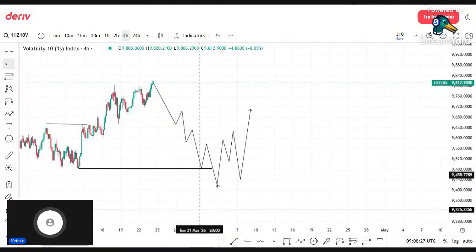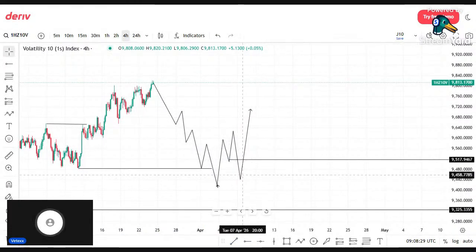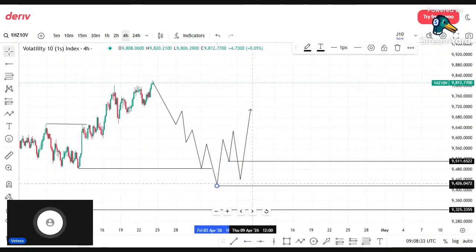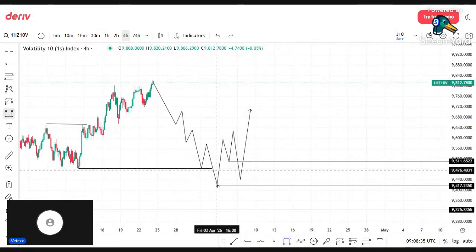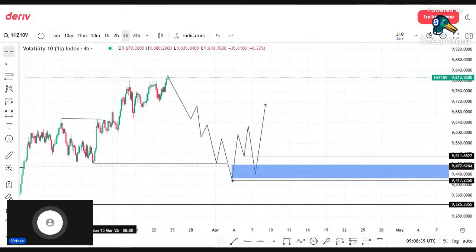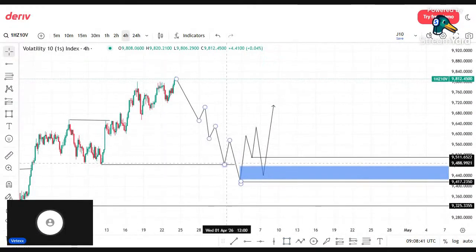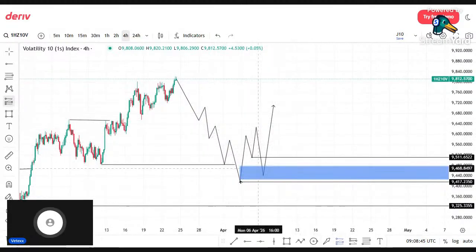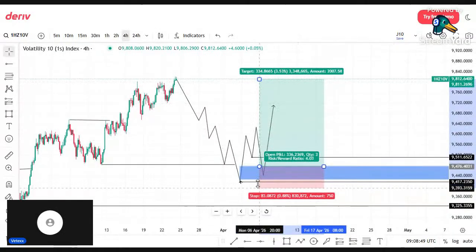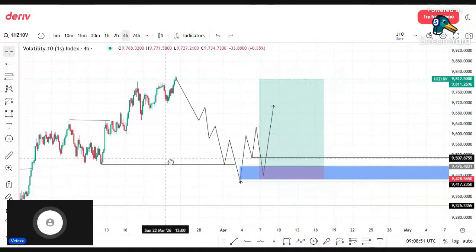This becomes your sweep of liquidity, structural liquidity, and then we have our protected low, and this becomes our point of interest. So once price takes out this structural liquidity, you look out for a continuation on the 1 hour time frame or 30 minutes time frame, and then look out for your confirmation and buy to the upside. So this is what we're anticipating on V10s.